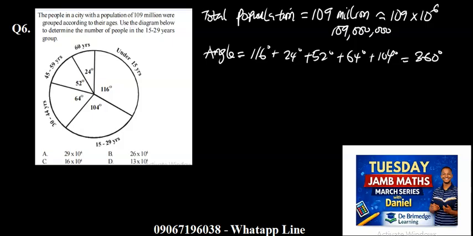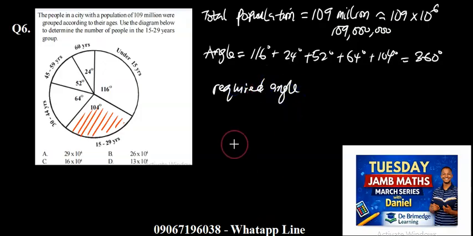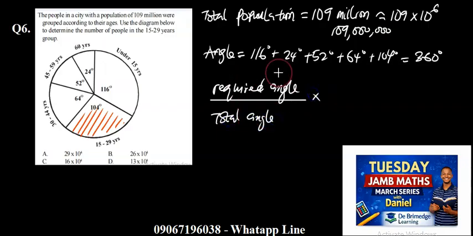This is the region we are looking for. People in this region, 15 to 29 years, fall within 104 degrees. So the formula to use here is: the required angle, divided by the total angle, then multiplied by the population.